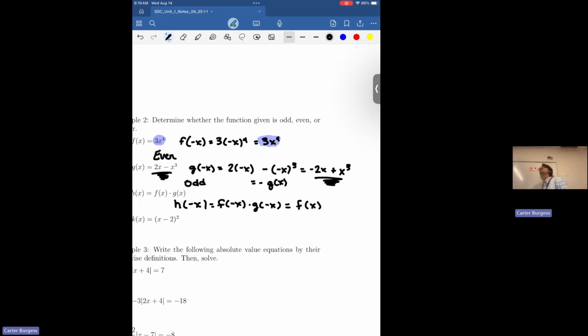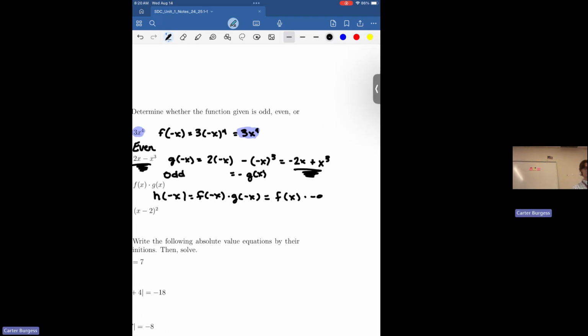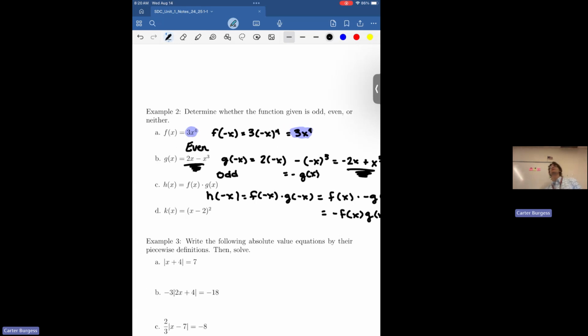And then what happens to g of x when I plug in negative x? It's odd, and so it becomes negative g of x. And positive f of x times negative g of x is equal to, positive times negative gives me a negative f of x, g of x. How does negative f of x, g of x compare to what we started with? Well, notice that this is the negative version of h.